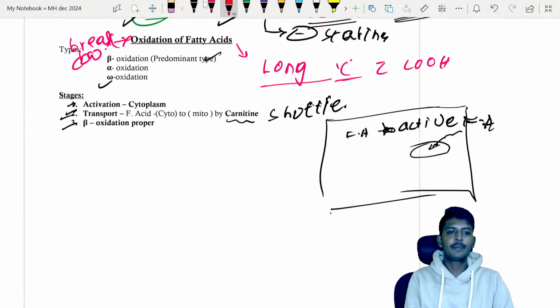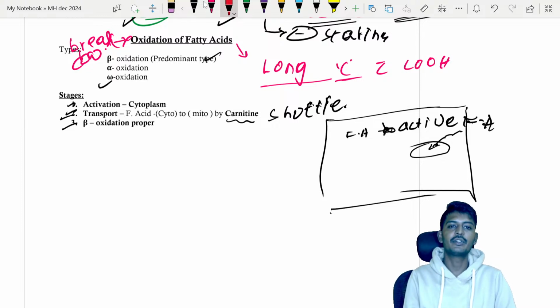The last process, the main process, is beta oxidation proper. Beta oxidation proper takes place in which part of the cell? It takes place in the mitochondria. Beta oxidation proper occurs in the mitochondria.